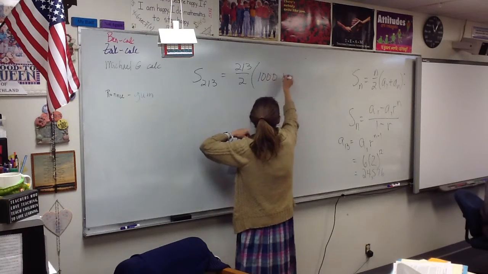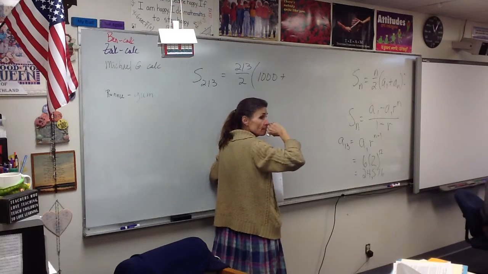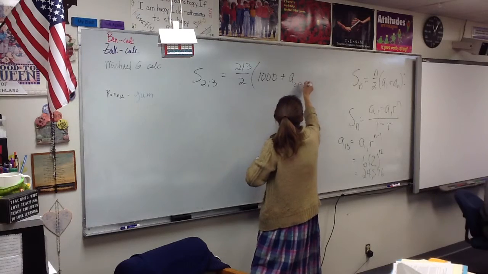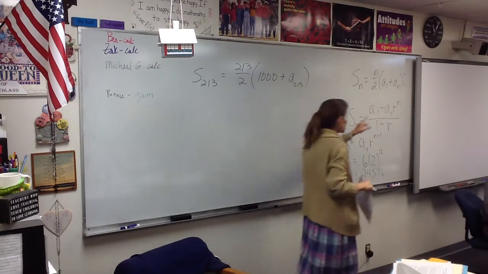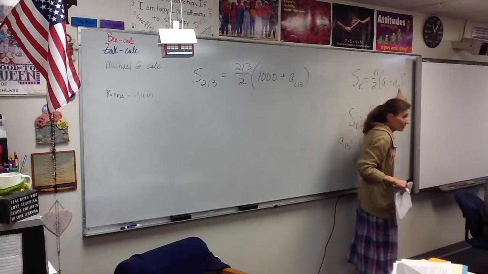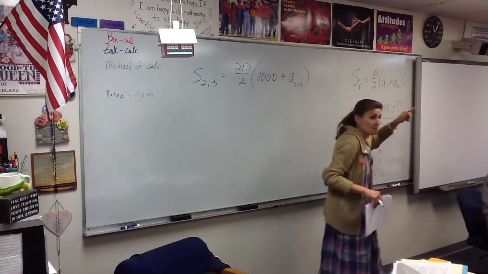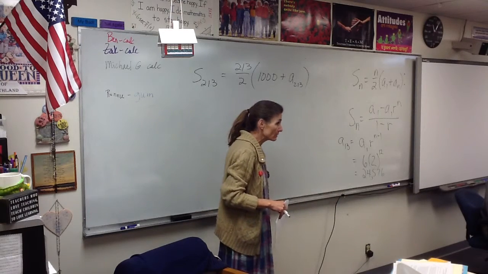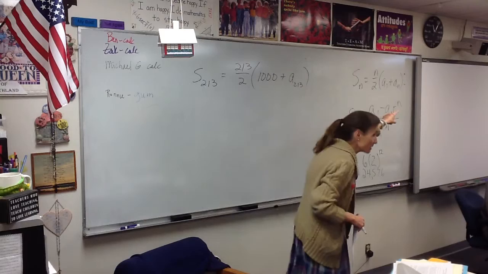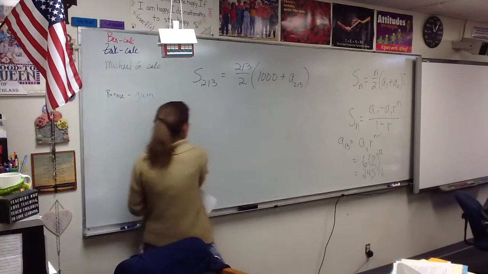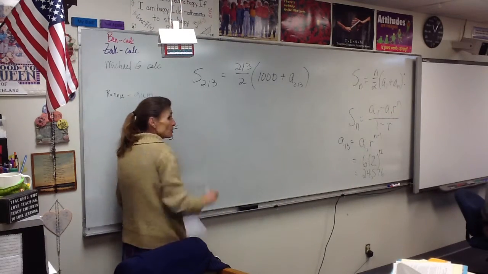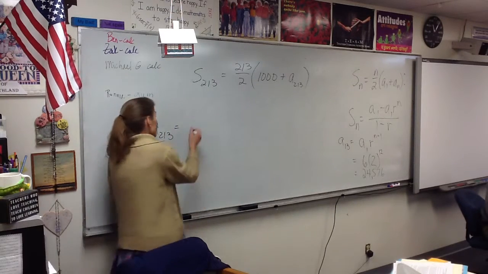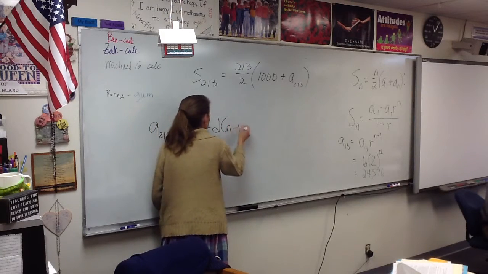First term is 1,000. Oh, shoot. This is A sub 213. It doesn't say N, it says A sub N. That's A sub 213. How am I going to figure that out? Katie? I have to go back to the other formula and, over to the side, do A sub 213. That formula says A sub 1 plus D times N minus 1, so here we go.